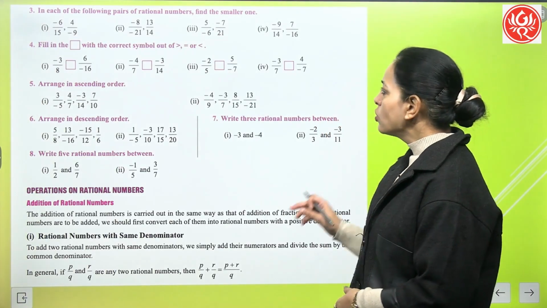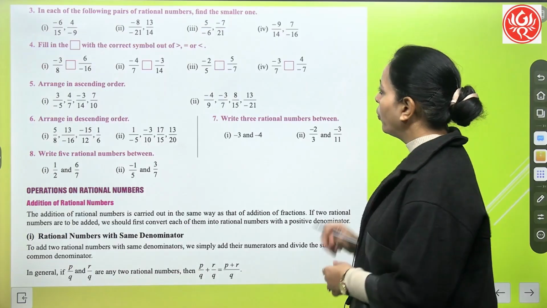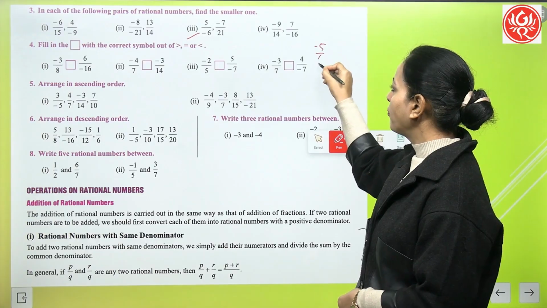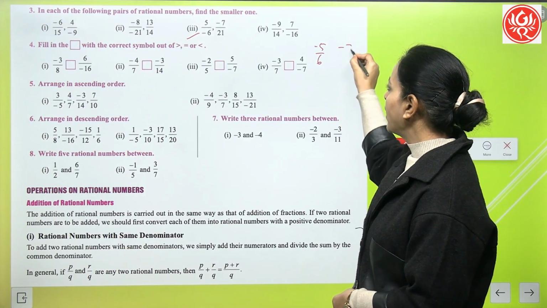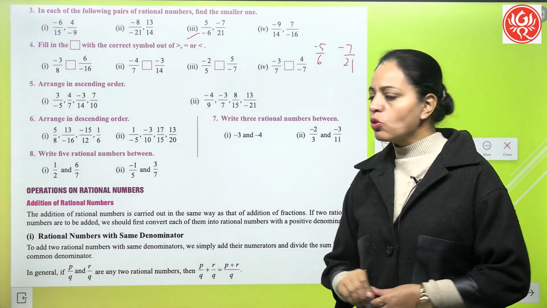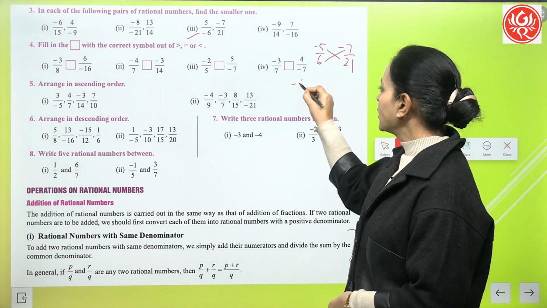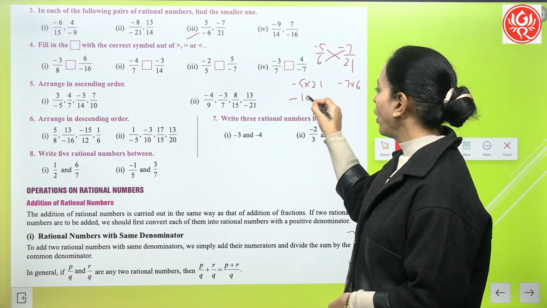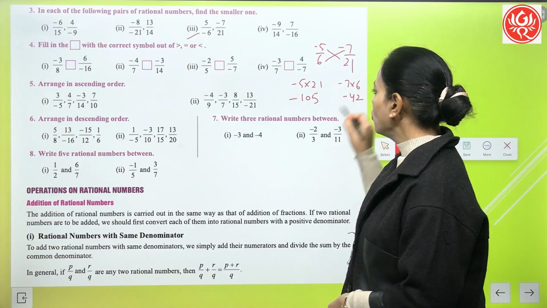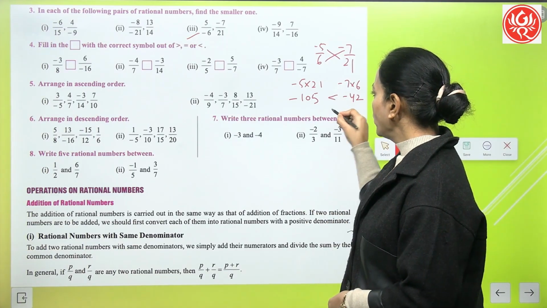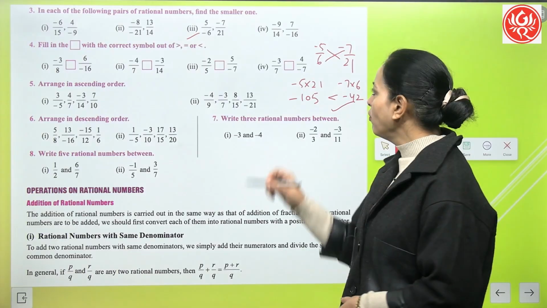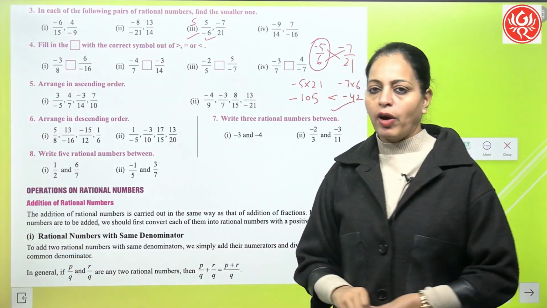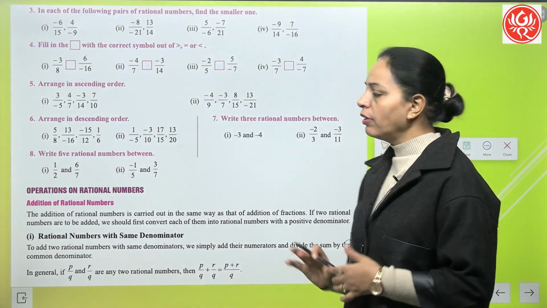Means comparison. So here, how we can do it, you know very well. Like the third part, 5 upon minus 6 means minus 5 by 6 you can write, and minus 7 upon 21. So cross multiply, minus 5 into 21, minus 7 into 6. So minus 105, minus 42. So minus 42 is greater than minus 105. So the first one is smaller. So this is the smaller one. Okay. Similarly, you can compare other parts.